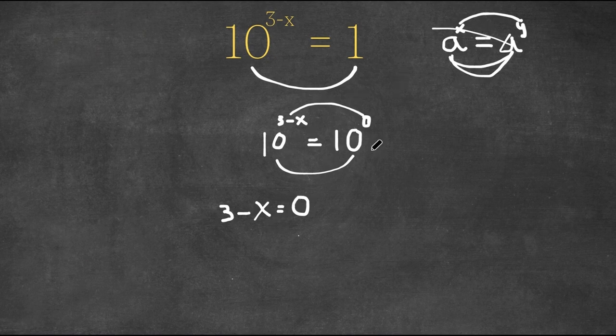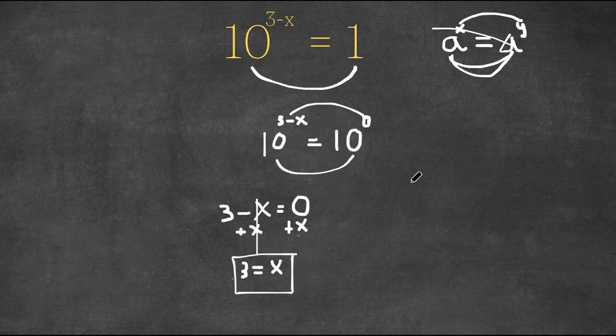So now, to get the value of x, we're going to have to make it go to the right side. So we're going to add x on both sides. And these two cancel out. So we're left with 3 equals 0 plus x, which is x. So now we have our value for x.